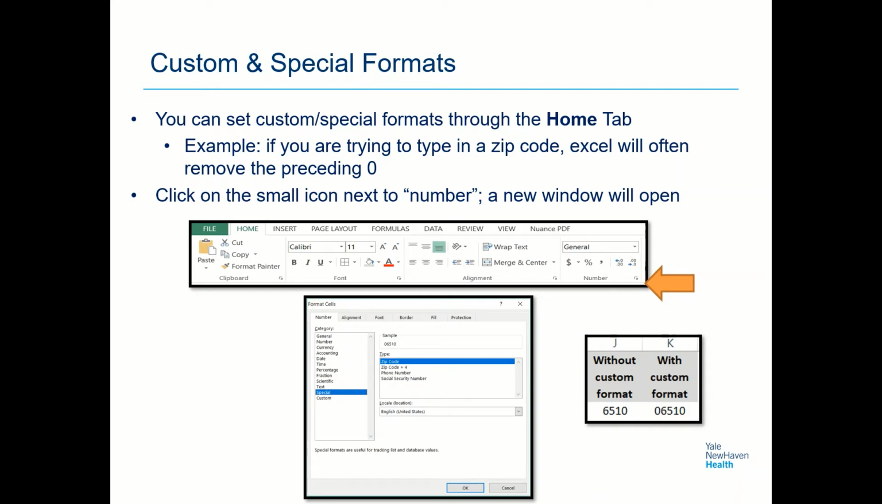There's special formats also, and I'll show you examples of all these formats in just a moment. But you could set custom or special formats through the Home tab. So for example, if you're trying to type a zip code, Excel often removes a 0 because we don't write numbers like 06. That would just be 6. But if you're trying to type in a zip code, you could choose the special format for zip codes, and the same thing for phone numbers, and I'll show you examples of those.